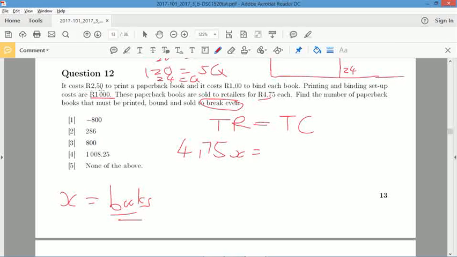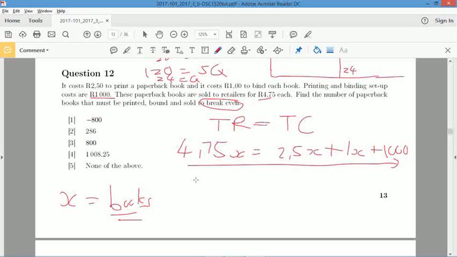So it costs R2.50 to print a paperback book and it costs R1 to bind each book. So here we've got the printing and we've got the binding. And then they say printing and binding setup costs are 1,000. So to set up the printing and the binding, I need an additional 1,000. So 2.5x, which is the printing, plus 1x, which is the binding, plus 1,000, which is the fixed cost to set up. And there's the equation.